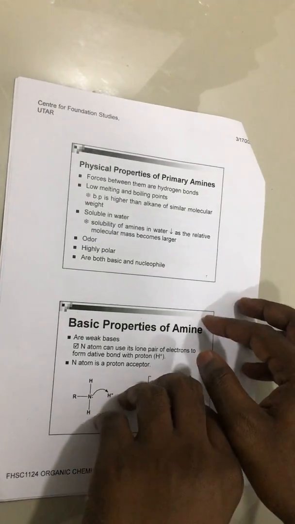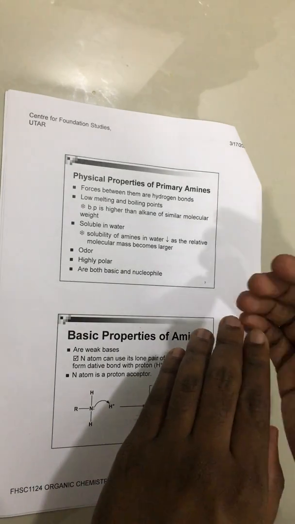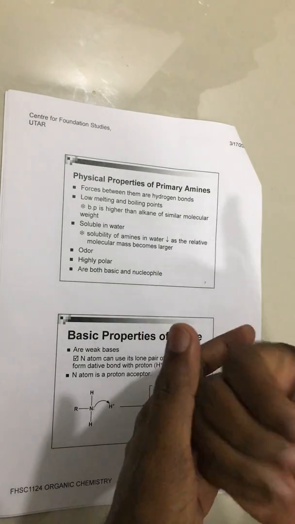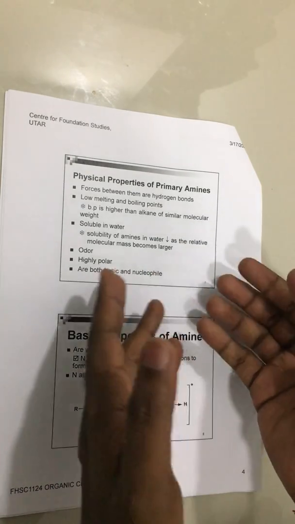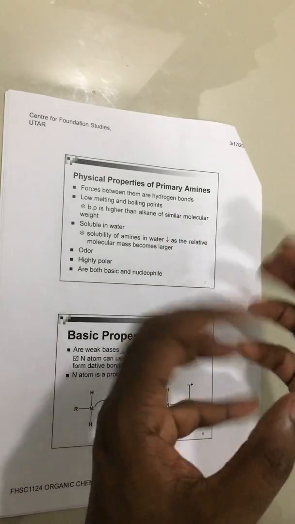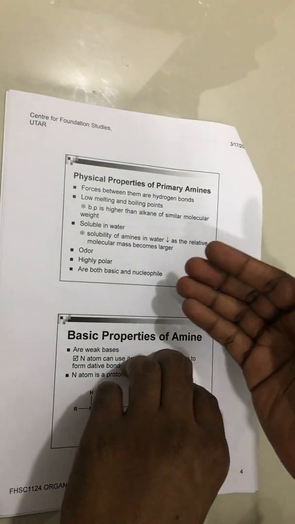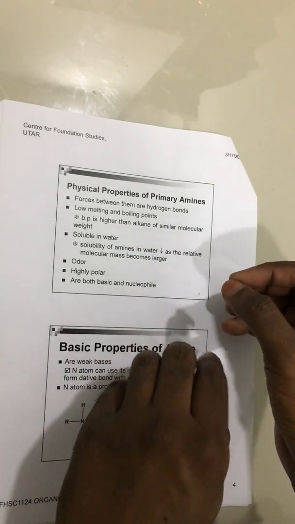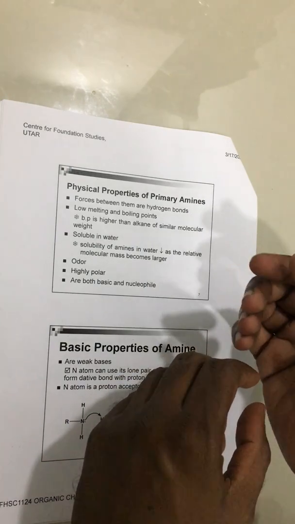In the case of melting point and boiling point, primary amines have relatively low melting and boiling points. But for boiling point, when you compare primary amines with an alkane of similar molecular weight, the boiling point is higher for primary amines. Why is that so? Because alkanes only have weak van der Waals forces to hold the molecules together. But amines have an extra force, which is known as hydrogen bonds, and that makes the boiling point of primary amines slightly higher than the alkane.